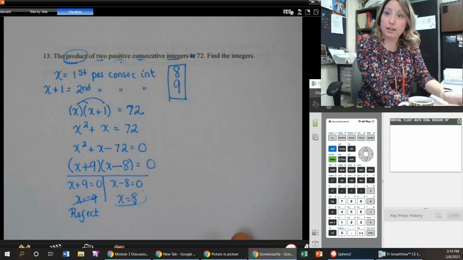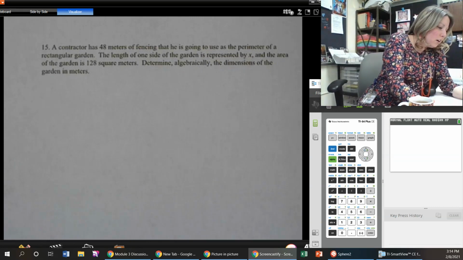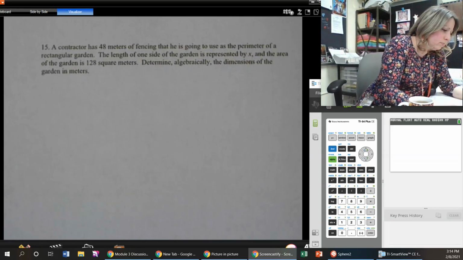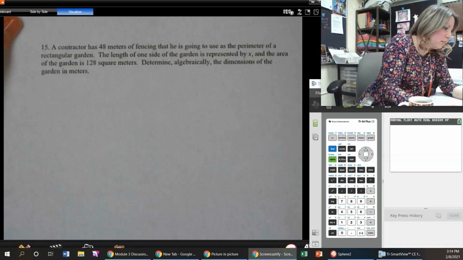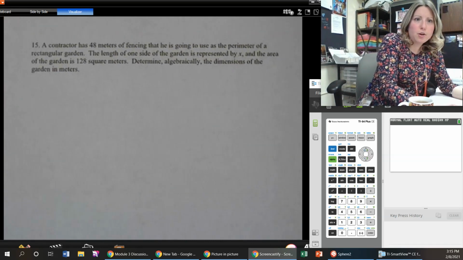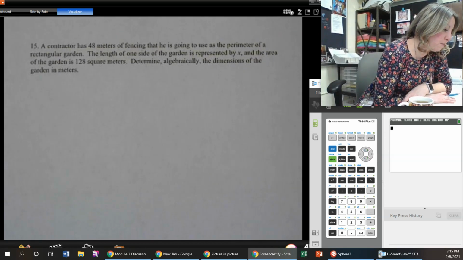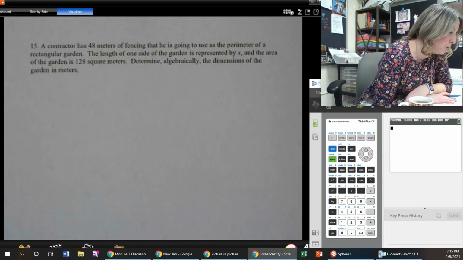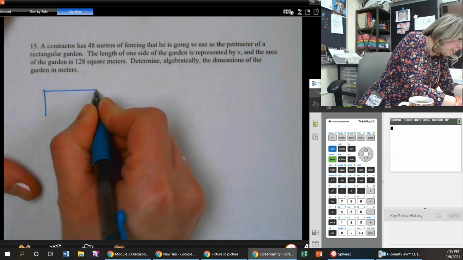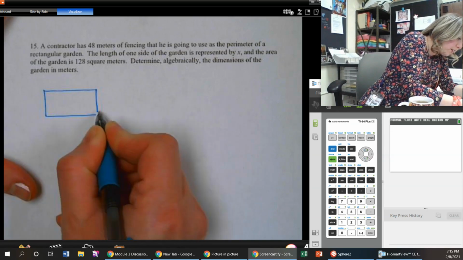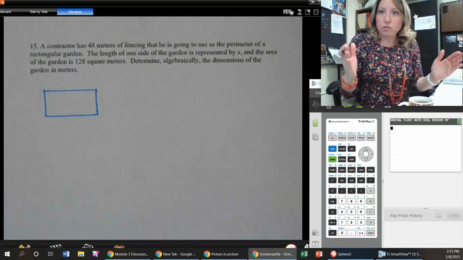Next and last, actually. Who knew? Why don't I do 15? Because I think 14 is pretty basic. So 15, a contractor has 48 meters of fencing that he is going to use as a perimeter of a rectangular garden. Ooh, rectangle. Opposite sides congruent, opposite sides parallel, all angles 90 degrees.